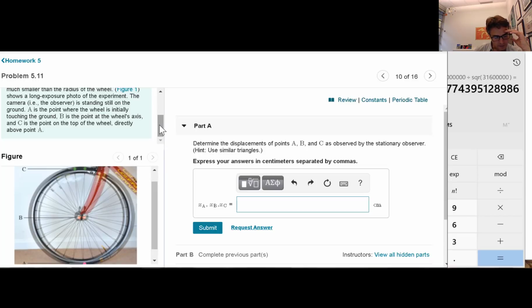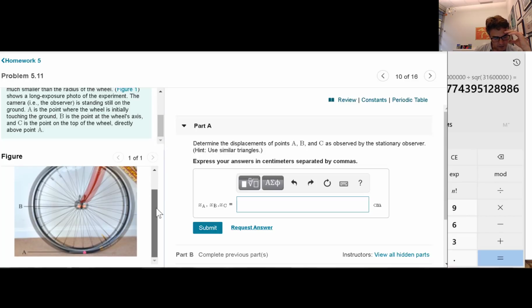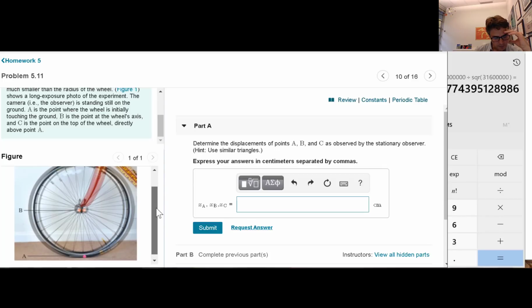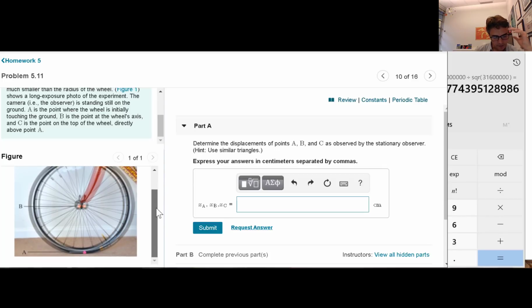The camera is standing still on the ground. A is the point where the wheel initially is touching the ground. B is the point on the wheel's axis. And C is the point at the top of the wheel, directly above point A. So, okay.